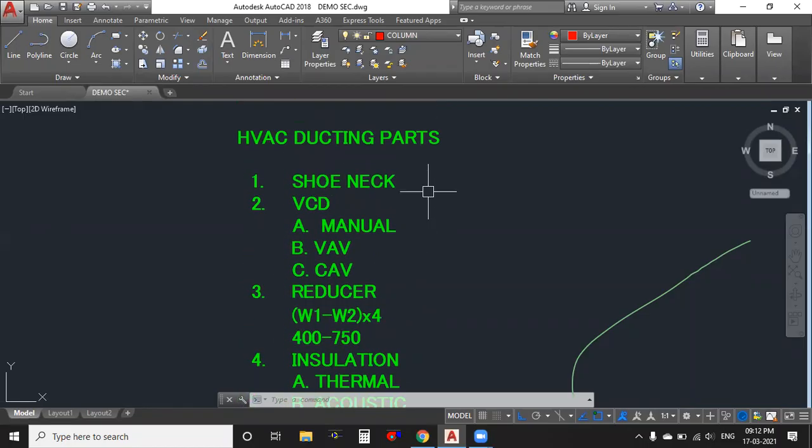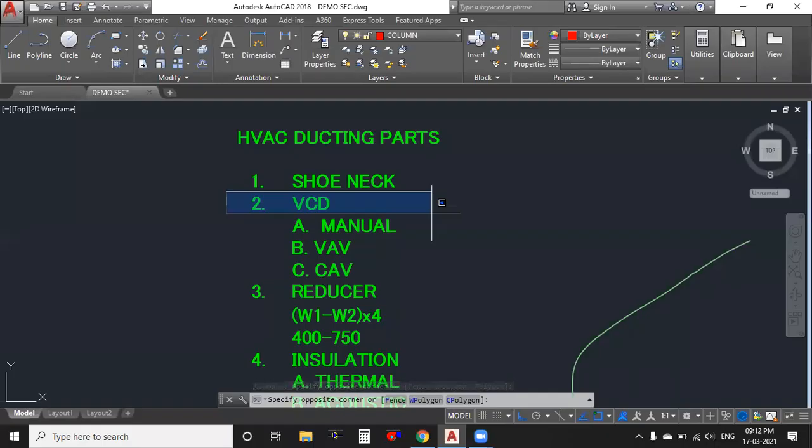Shoe neck means whenever we are having a main duct, and we take any branch duct, there we have to send our air with easy direction, easy flow. To maintain easy flow, we give shoe neck from main duct to branch duct, as well as from branch duct to diffuser connection. After that, VCD we are having.